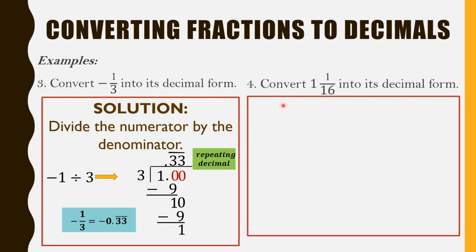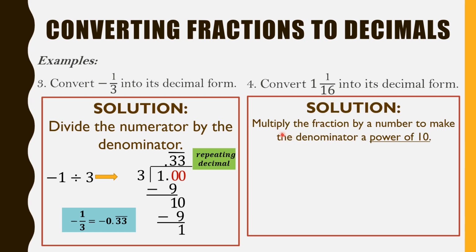Example number 4. So we are going to convert 1 and 1/16 into its decimal form. But this time we are going to use solution 2, wherein we are going to find a number that will make the denominator a power of 10. And what do you think is that number? So we cannot have 10. 100 we cannot. And about 1000, let us check.